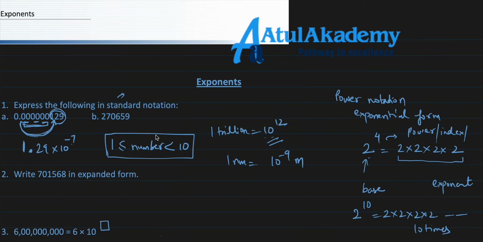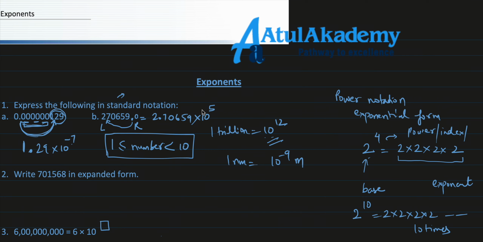First part done. Now for the second part, where is the decimal? The decimal is at the end. For a whole number, the decimal is always at the end. Now from here, because you can represent it like this, 9.0, the decimal will be moved from right to left to after the 2. So 2.70659 into 10 raised to the power. Now when we move from right to left, the power is positive. So 5 places I have moved. This is my answer. I hope it's clear.